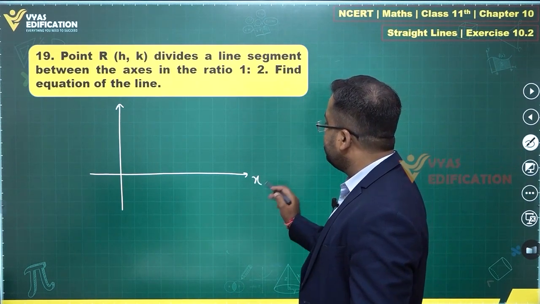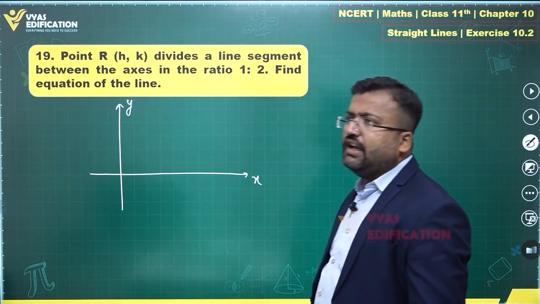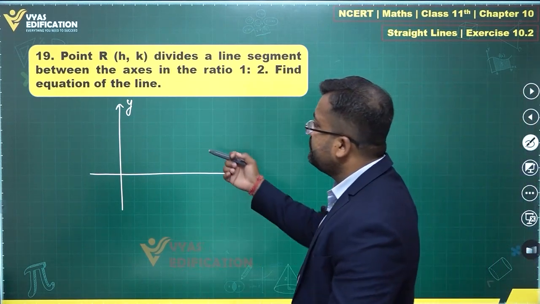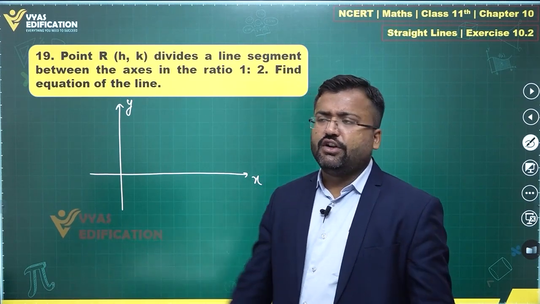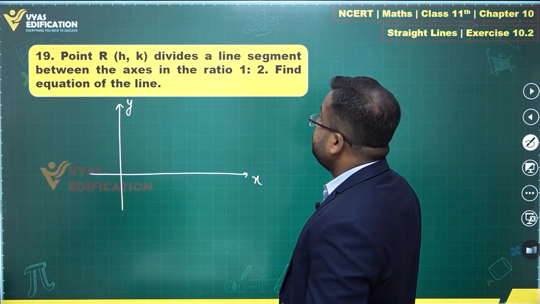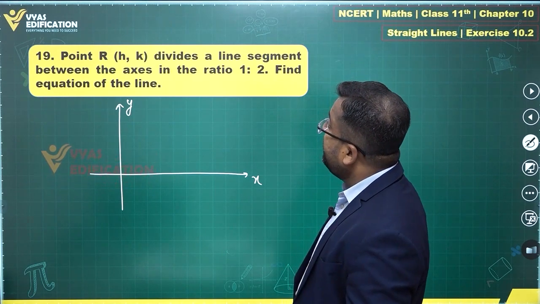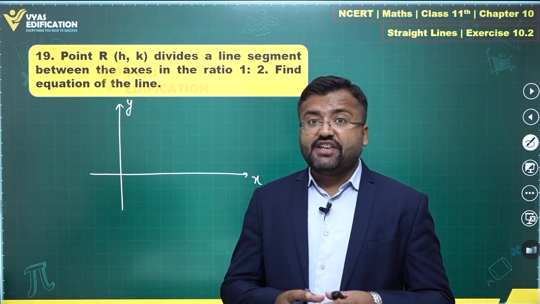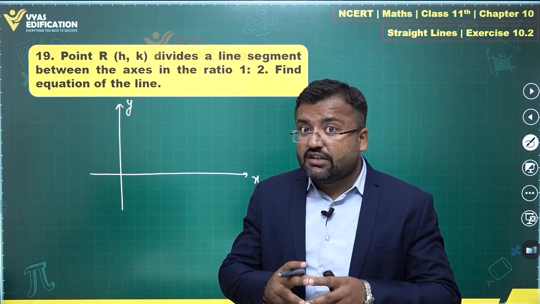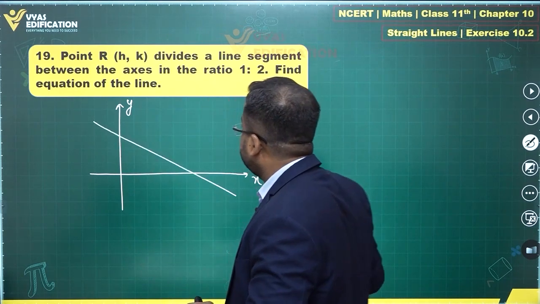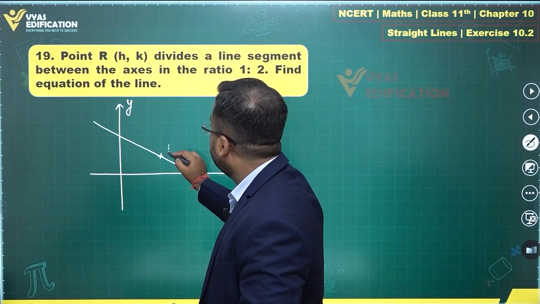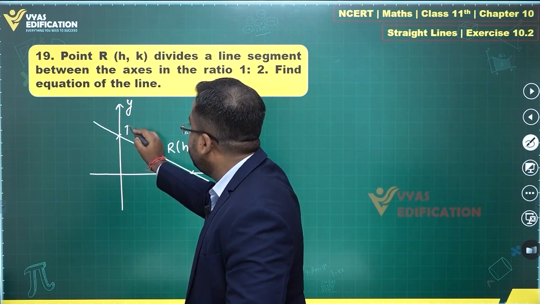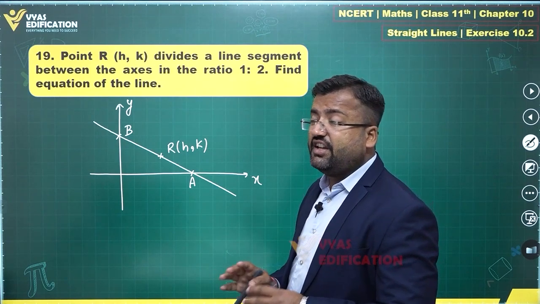So without loss of generality, let's assume that point R lies in the first quadrant. It could lie in the second, third, or fourth quadrant as well, but because it may lie in any quadrant, the equation will be the same. Point R divides the line segment between the axes. When it says between the axes, between the x-axis and y-axis, the x-axis comes first. So as convention, point R divides the line segment joining A and B, the line segment between the axes, in the ratio 1:2.